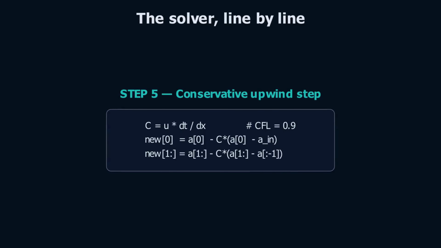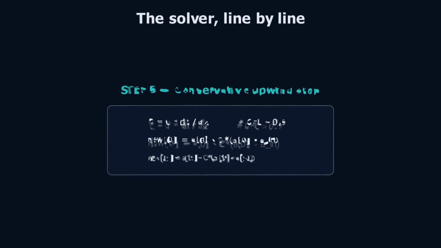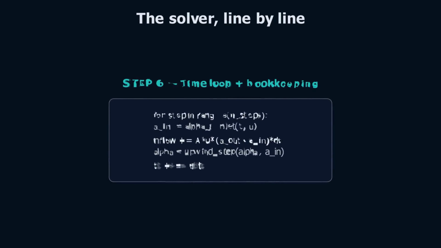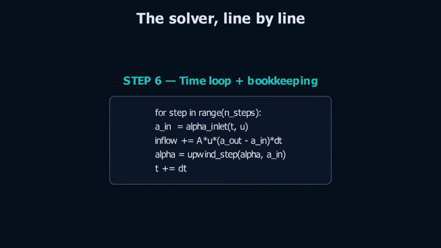Step 6, march in time. Every step asks the inlet what is coming in, logs the liquid volume actually crossing each boundary, and that running total is our audit trail. Then it applies the upwind update and advances the clock. 1100 steps, sweeping the pipe 2.5 times over.